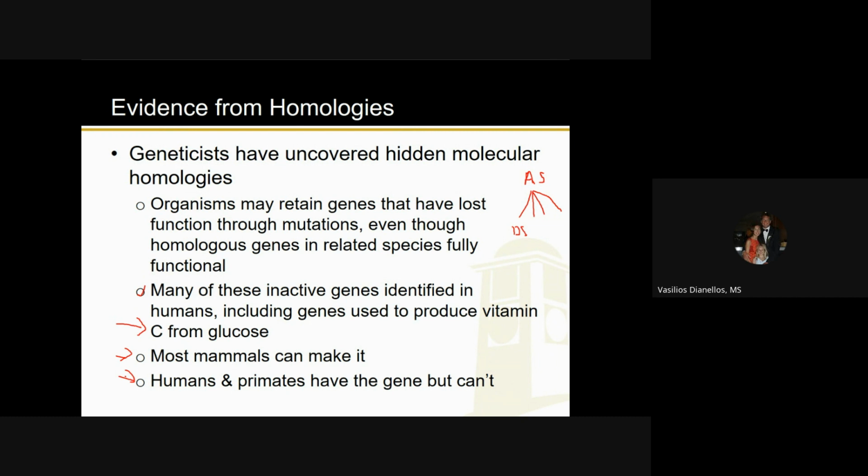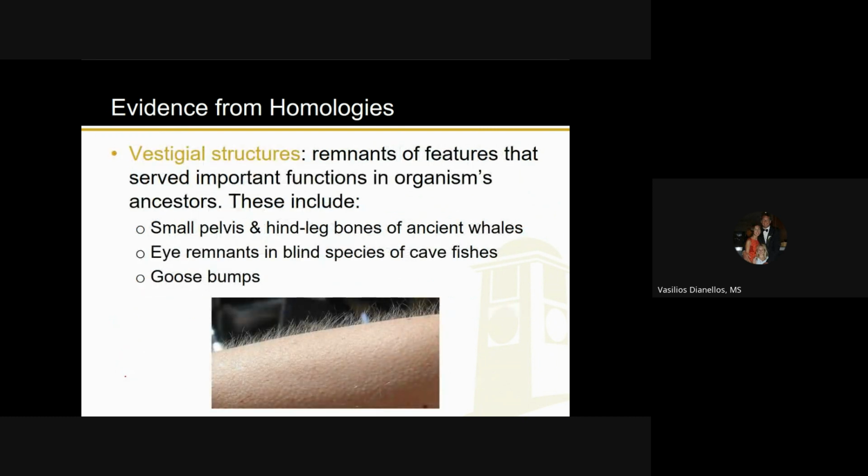We have a lot of useless parts and useless genes that used to serve a purpose, but over billions of years, they stopped serving a purpose, but they're still there because there's no way to just delete it from your genome, right? Which brings us up to something called vestigial structures.